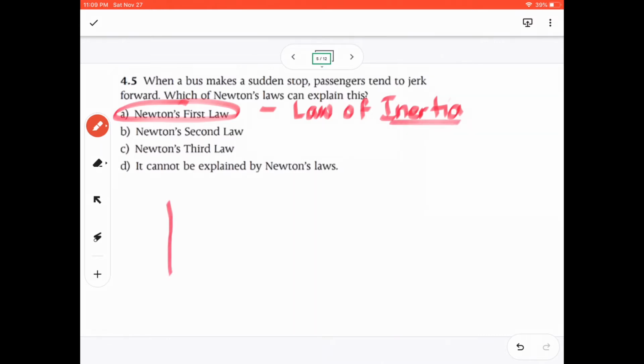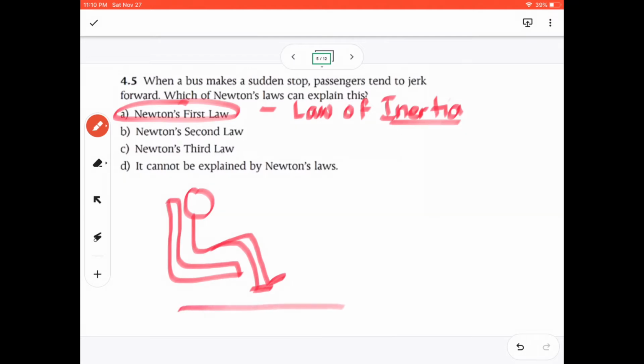So for example, you are in a bus, sitting down, and you don't have your seat belt on, because most of the buses do not have seat belts. Now the movement of the bus is forward, and then if it suddenly stops, your tendency is to move forward, even though the bus has already stopped. The body of a person, especially if not wearing a seat belt, tends to jerk forward or continue moving forward, and that is called your inertia. So the law of inertia is the first law of motion.